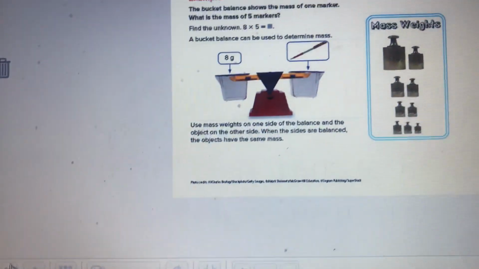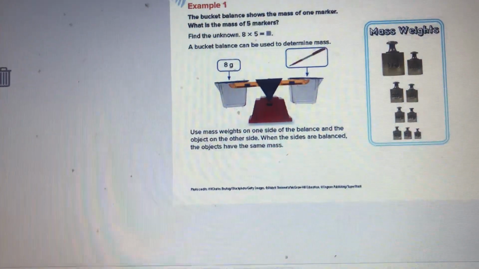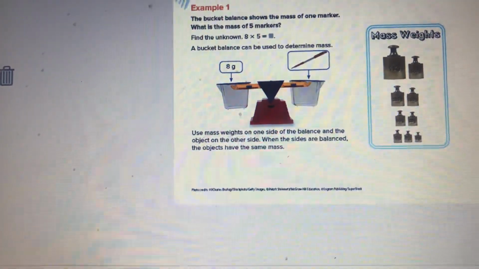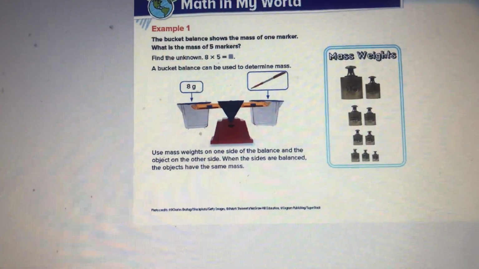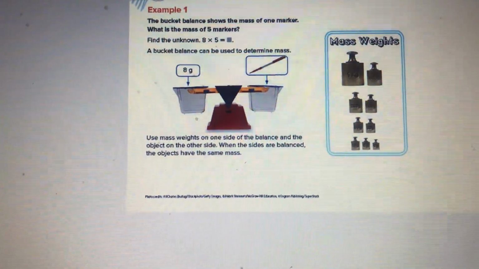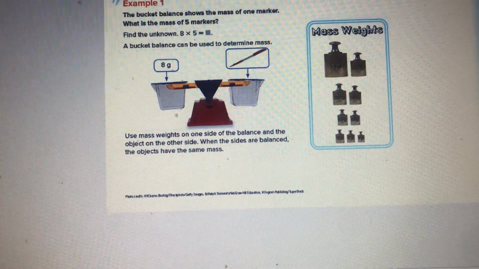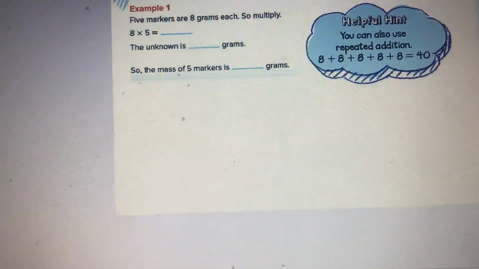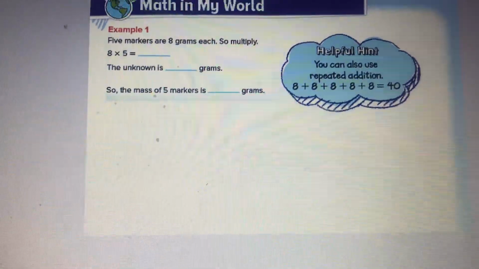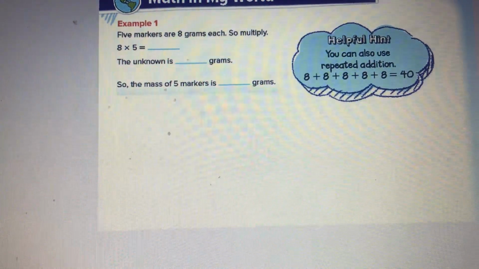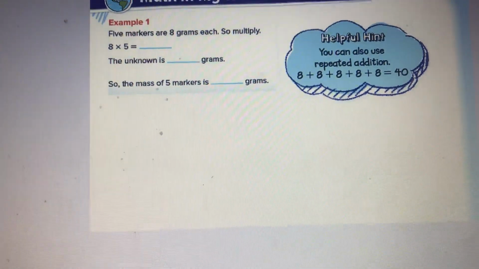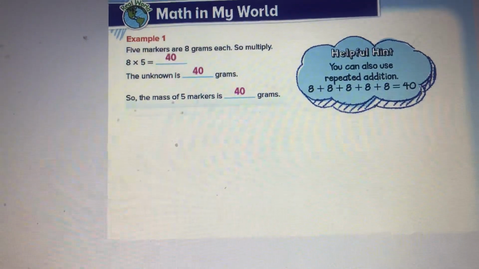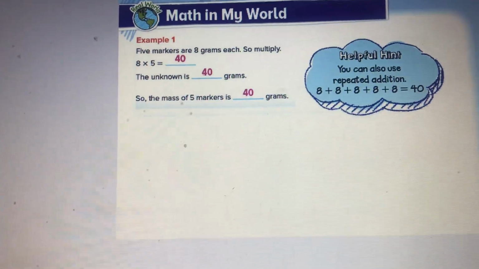Good. Okay, the bucket balance shows the mass of 1 marker. What is the mass of 5 markers? We need to find the unknown today. So we're going to multiply 8 times 5 in our heads to find the unknown. Most of us know the answer to that. You can use repeated addition if you need to, but 8 times 5 we know is 40. The unknown is 40 grams. So the mass of 5 markers is 40 grams. Go ahead and fill all those in if you'd like to.